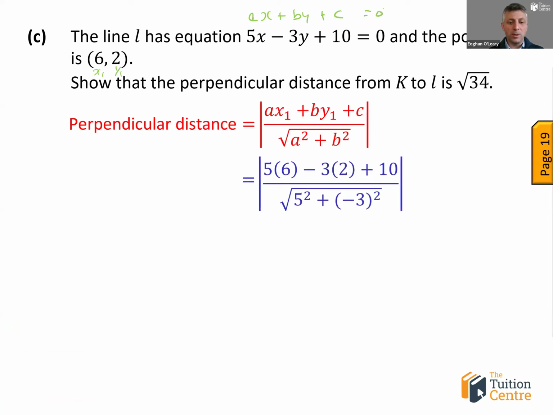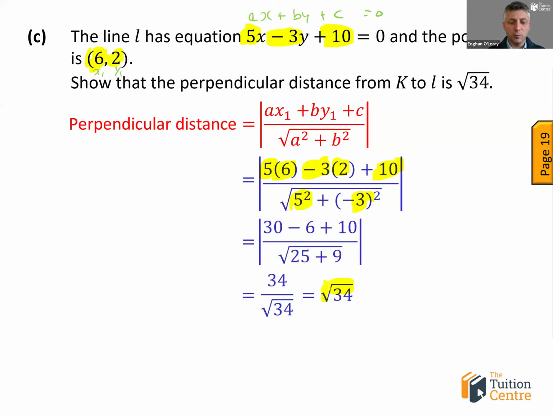So we're going to say our a is 5. Our x1 is 6. So you can see how I'm filling it in here. My a is 5. My x1 is 6. My b is minus 3. My y1 is 2. My c is 10. And I have everything I need. I just fill it in, simplify it down, and I get the answer of root 34. And it was even one that we could see the answer for. So certainly part C there is an easy question, really.